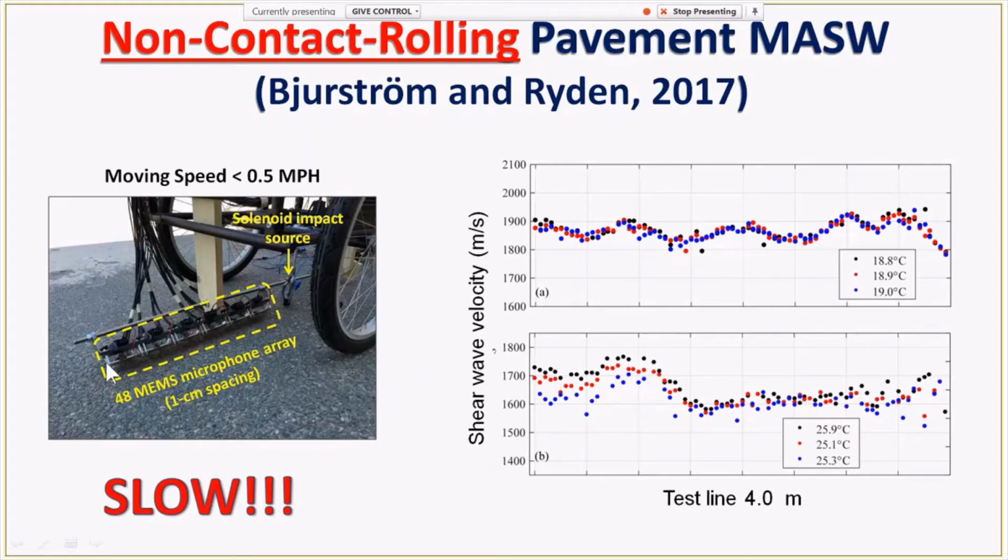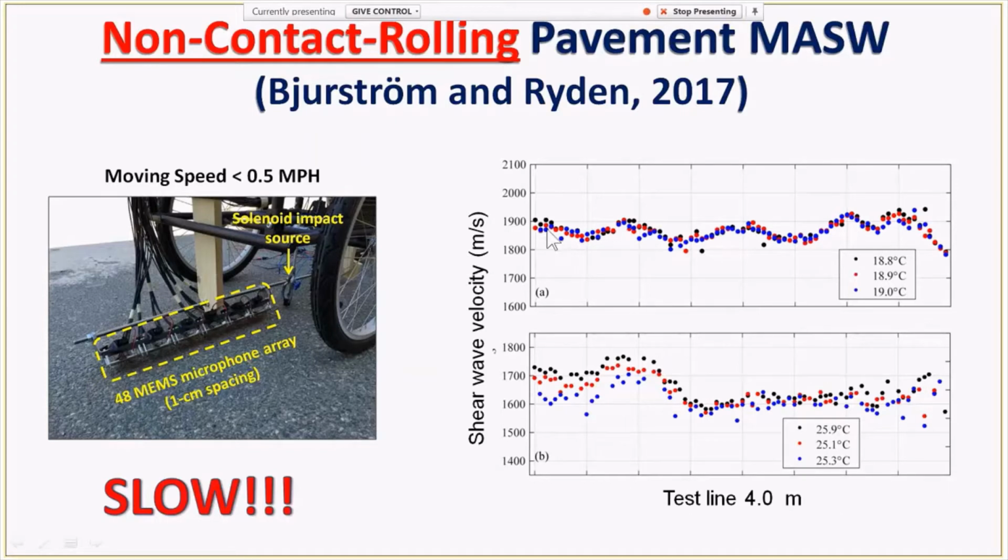And this entire array was hanging in the air by about 10 centimeters above the pavement surface. And there is an impact source, a solenoid impact source, electronically driven. So when you push a button, it makes a small impact on the pavement surface. And then they came up with this beautiful result along a very short distance of transect, about 4 meters long.